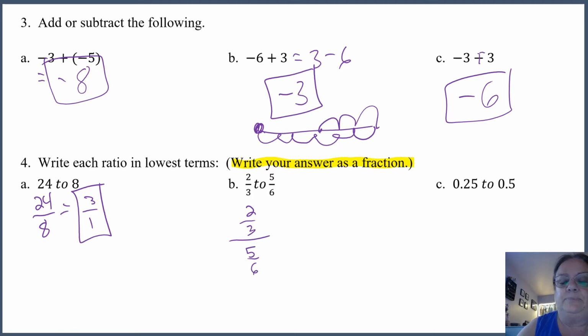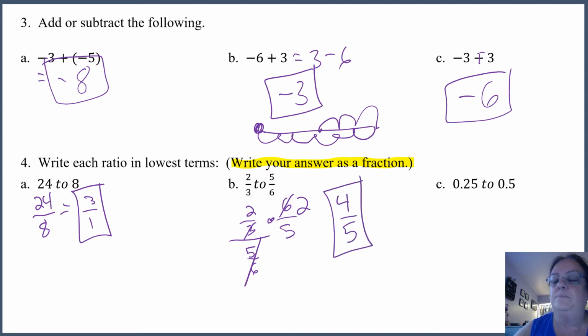All right, we have 2/3 over 5/6. Flip and multiply, 6/5. Now 2 times 6 is, ooh, wait a minute. I like to make this a little easier by changing the 6, which was a 2 times 3, into a 2. Now I have 2 times 2 is 4/5. Pretty easy.